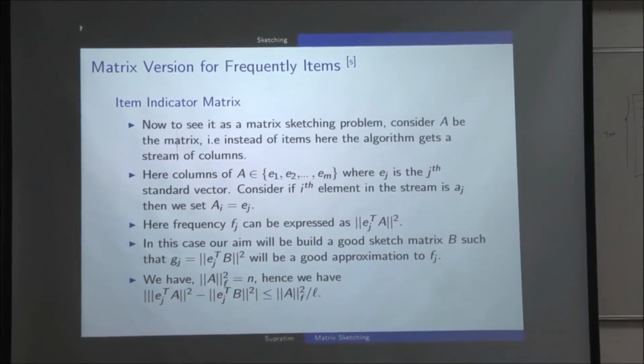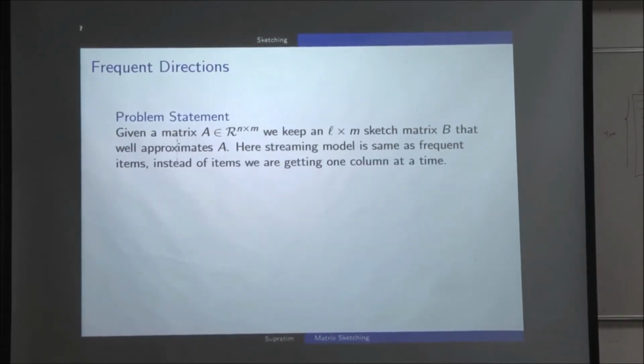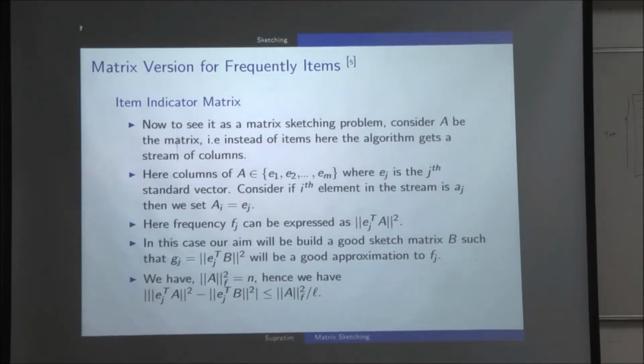So now, keeping this in mind, we will see the problem of frequent directions, that is, matrix sketching. If we use the previous one, then the transpose will just come on the other side. So here you are assuming that the column... Yes, or else, like here I had considered rows coming as a stream. If it is a row, then just A into EJ.